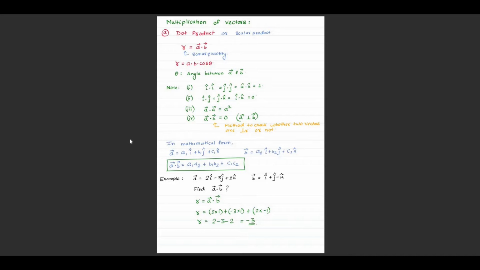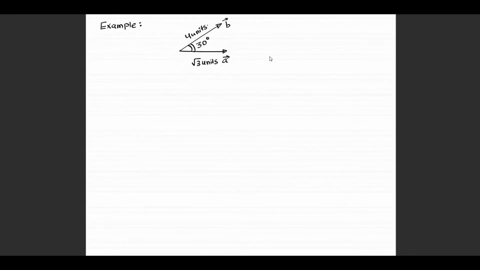The next question says you have these two vectors and you need to find out A dot B. Okay, let us calculate A dot B, which can also be written as A into B into cos theta. So I can write magnitude of A into magnitude of B into cos 30, which is root 3 by 2. So this will become 6, right?